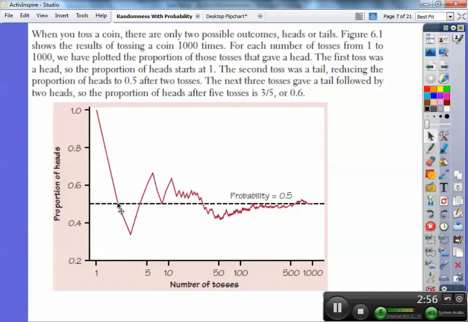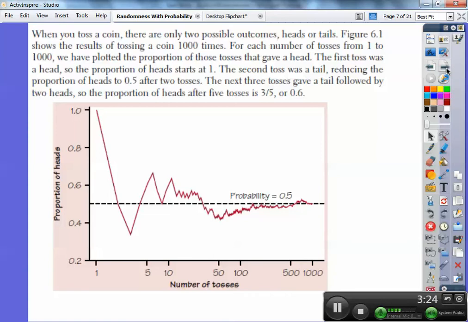And then it said the next 3 tosses gave a tail followed by 2 heads. So it says after the first 5 tosses, we got 3 heads out of 5 or 60%. So here's the first 5 tosses. You go straight up. It takes me over to 60%. Okay? And so the more tosses you get, the more it starts hovering around the 50% mark of how many heads came up.